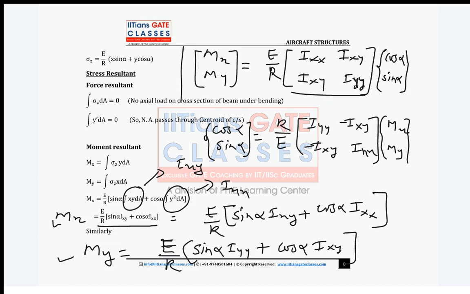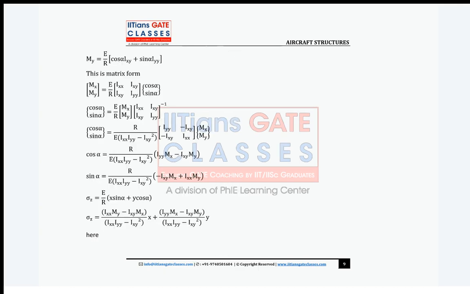Now from this, guys, I can find cos alpha and sin alpha and substitute in this equation, which is your bending stress. When we substitute cos alpha and sin alpha, what do we get, guys? Substitute. You get this equation, right? Finally, when we substitute, we get this equation.